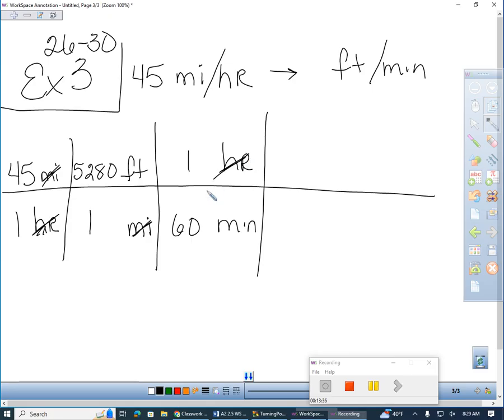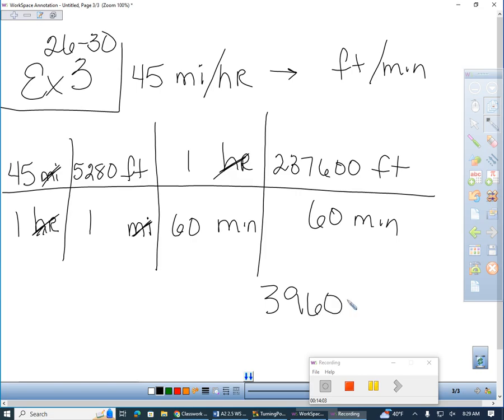On the top, I have 45 times 5,280. Yep, so we have 237,600 feet. 1 times 1 times 60 divided by 60 minutes. And we got 3,960 feet per minute. As long as you stay organized, you'll notice that we get to each of the labels by canceling them, right? Okay.